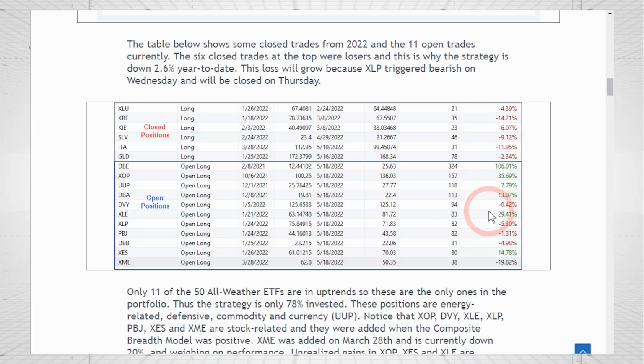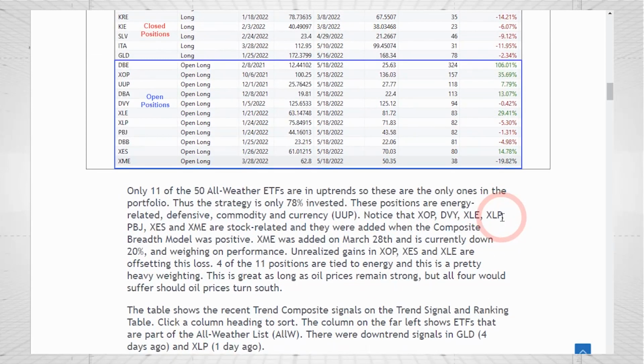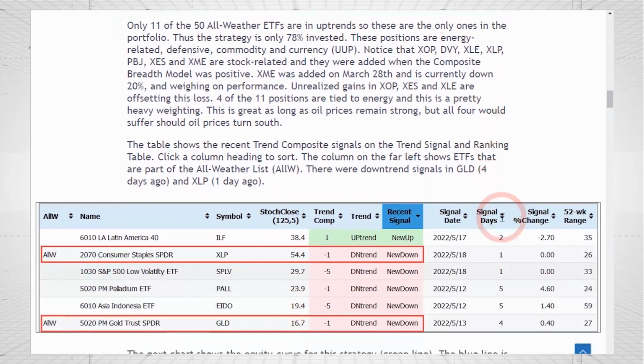So it's about drawing a balance. You're going to have losers, you're going to have winners, but the idea is to put a portfolio together that will hopefully outperform over time. It's a trend following strategy.